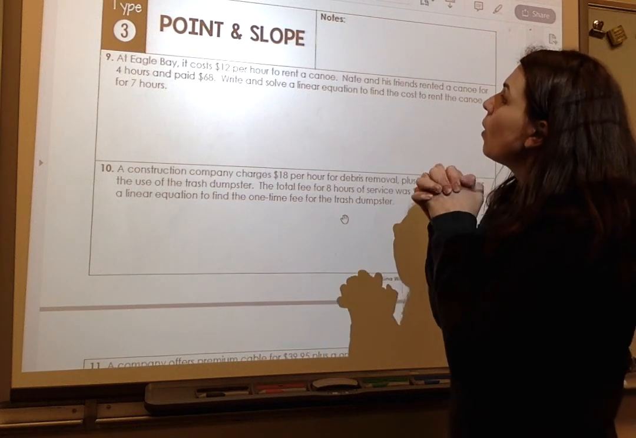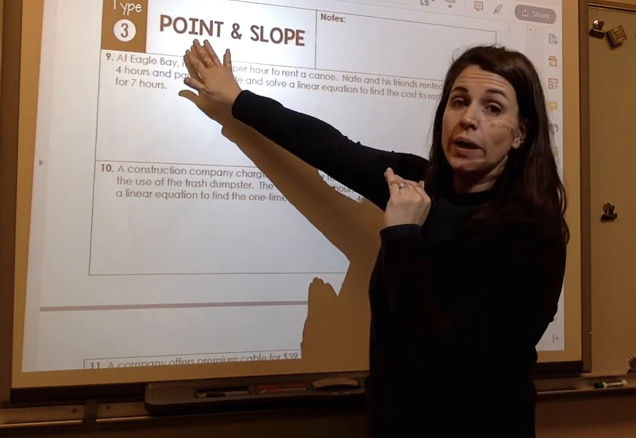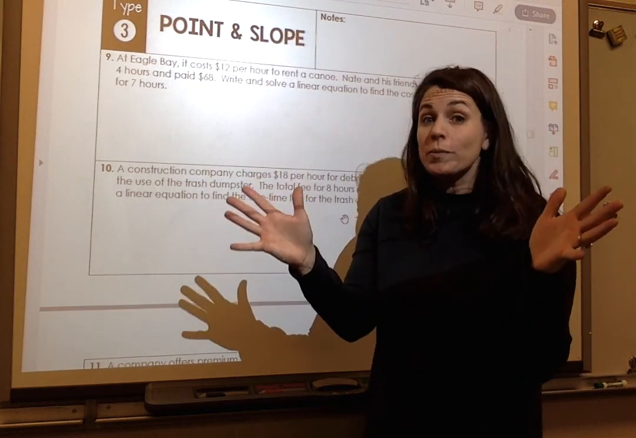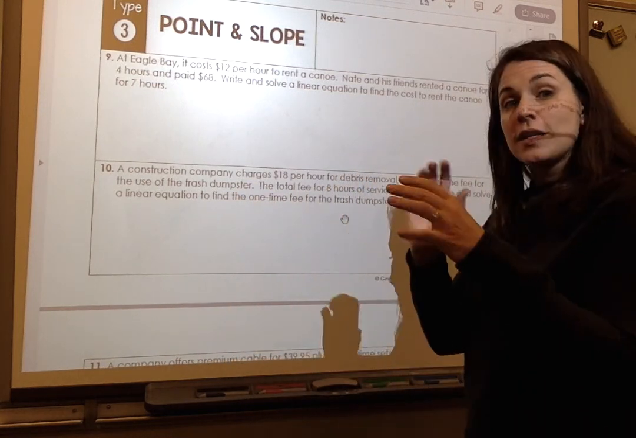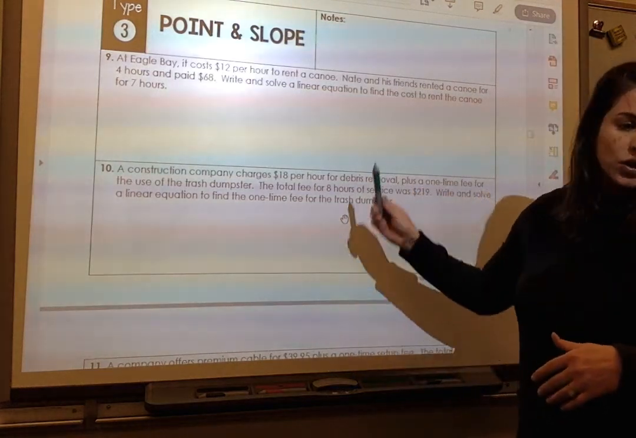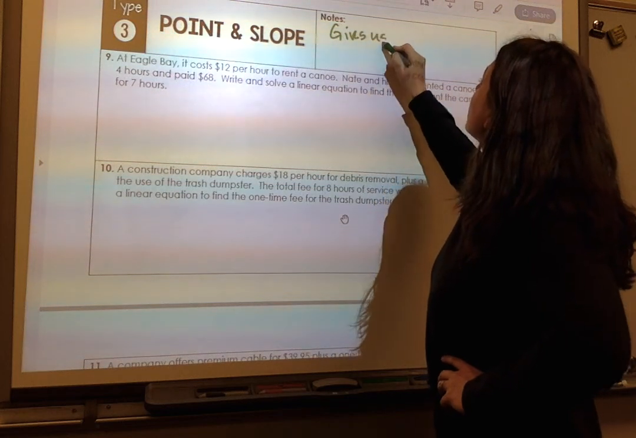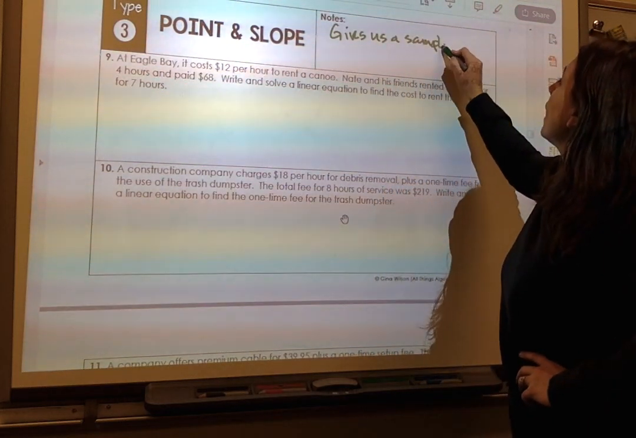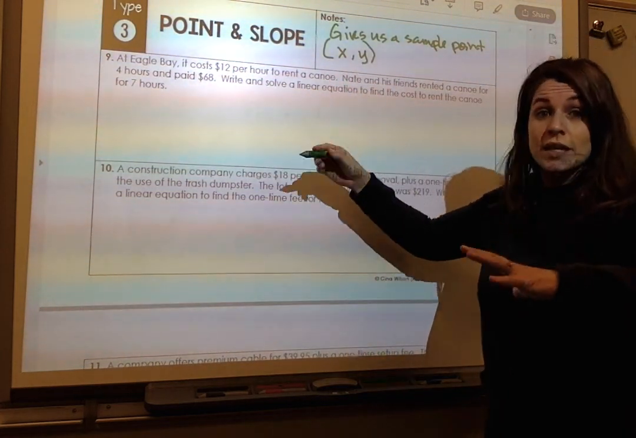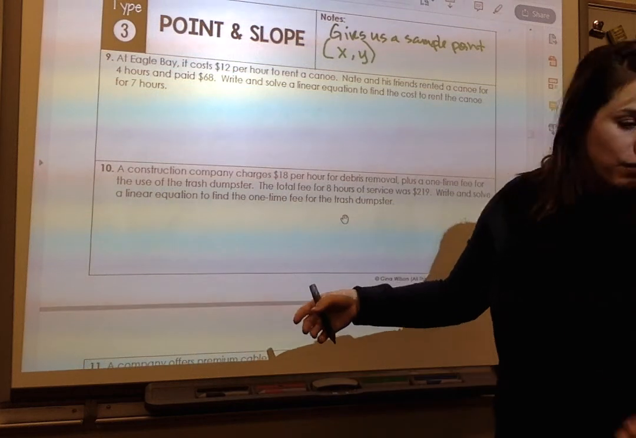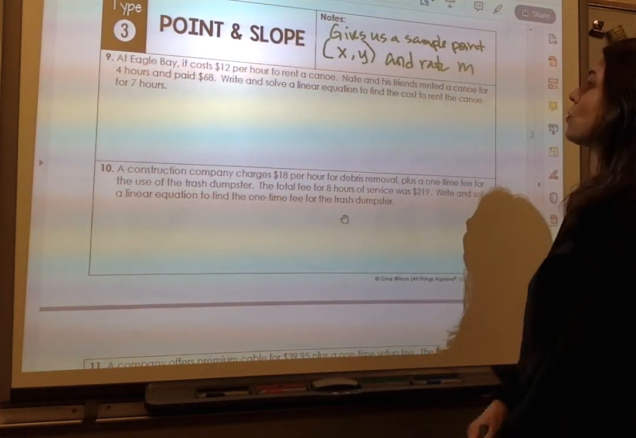Okay, so now on these word problems, type 3 is when you can identify a point and identify a slope. Now remember, slope's the easy one to identify because it's cost per something, or you've got that word "per" in there that tells you the rate. So when are we going to use this type? When it gives us a sample point. And remember, a sample point is in the form of x and y, so we need to know what x stands for, what y stands for, and the rate, which gives me your slope.